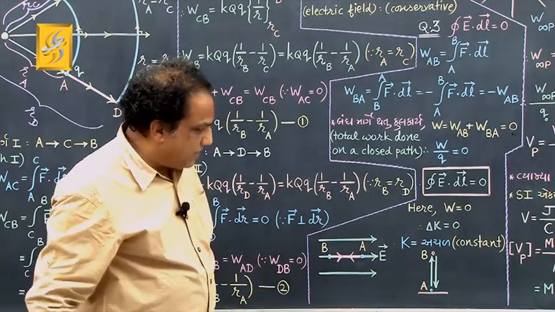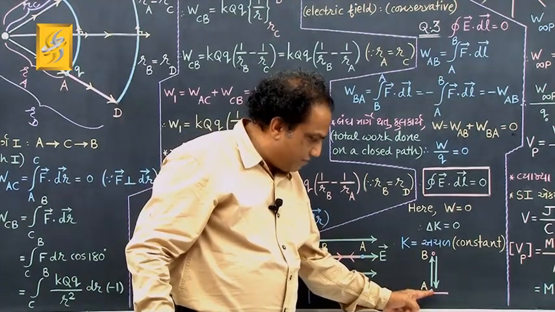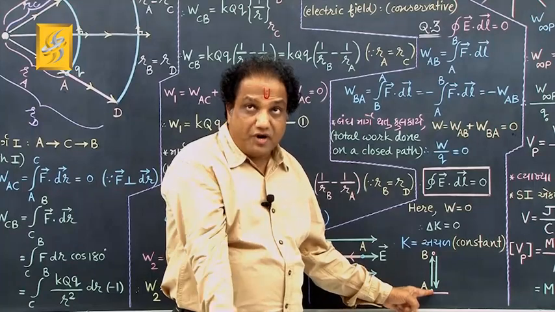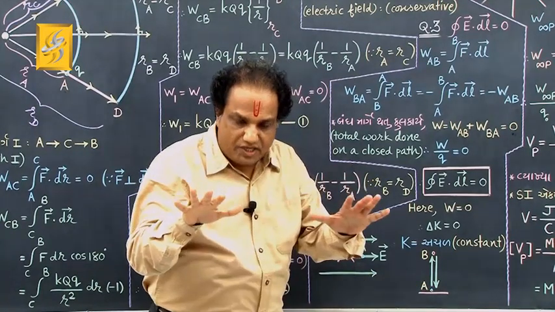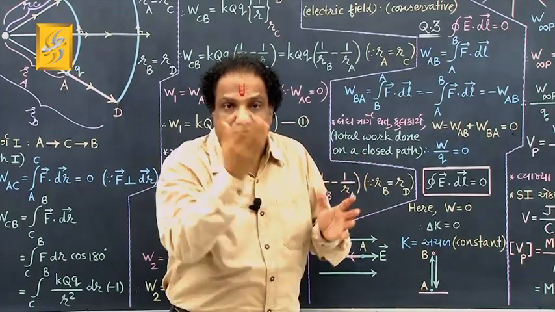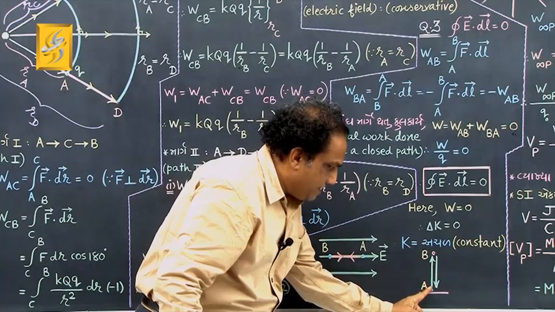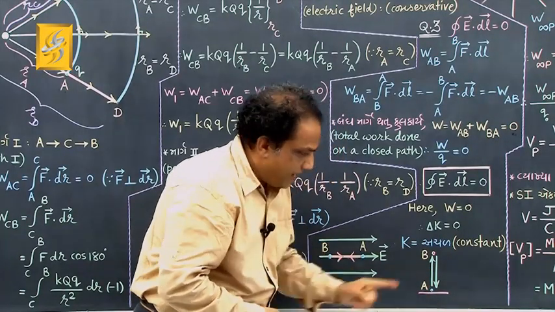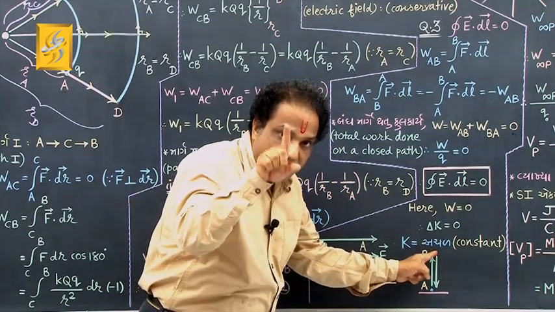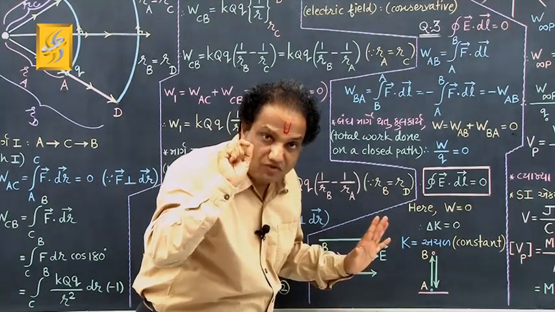Let me give you another example. From the ground surface, suppose you are throwing a body vertically upward. For now, neglect air resistance. When you throw that body with some initial kinetic energy, you will notice that as the body rises, kinetic energy decreases. At the point of maximum height, kinetic energy becomes 0 for a moment, velocity becomes 0, and the body comes to rest for a moment.